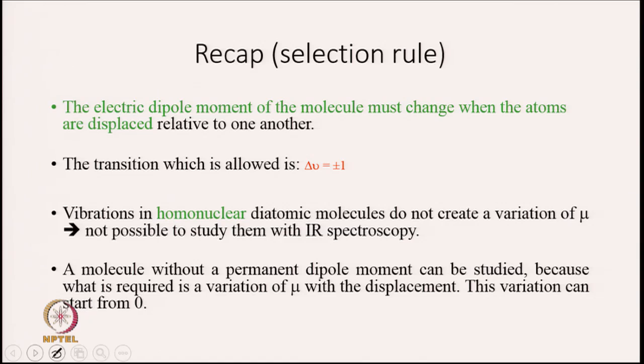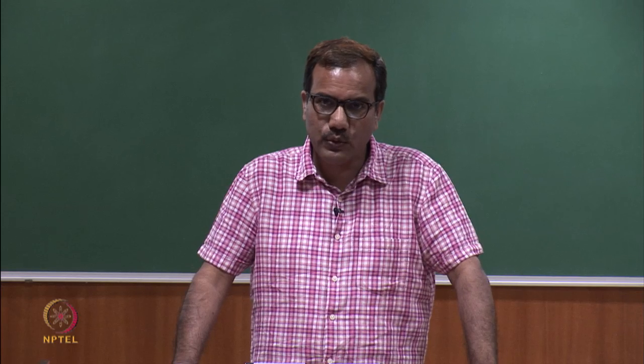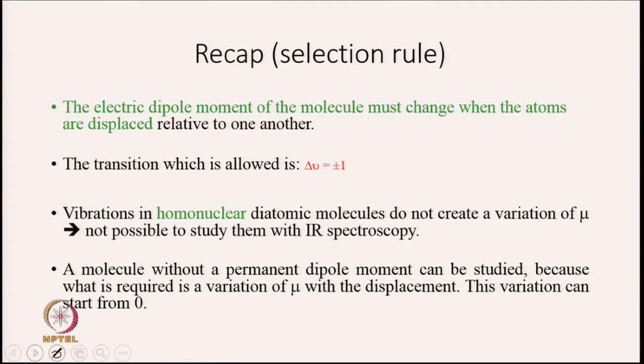We also discussed in the last lecture the selection rules for vibrational spectroscopy. There are two selection rules. One is known as the gross selection rule, which says that the electric dipole moment of the molecule must change when the atoms are displaced relative to one another. So, during the vibration, the electric dipole moment of the molecule must change, only then can it show vibrational spectroscopy. The second is the specific selection rule, which says that a transition is only allowed when delta V is equal to plus or minus 1.